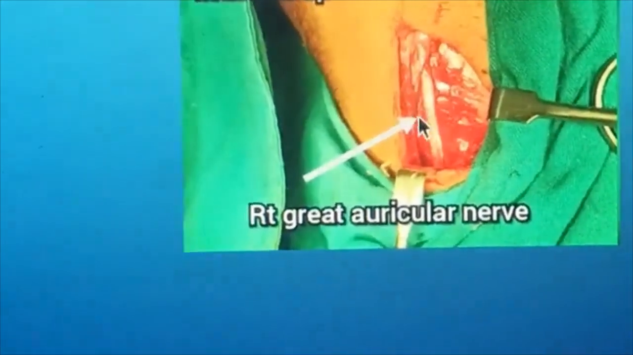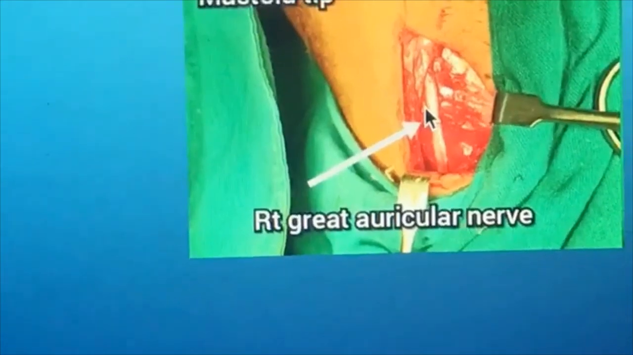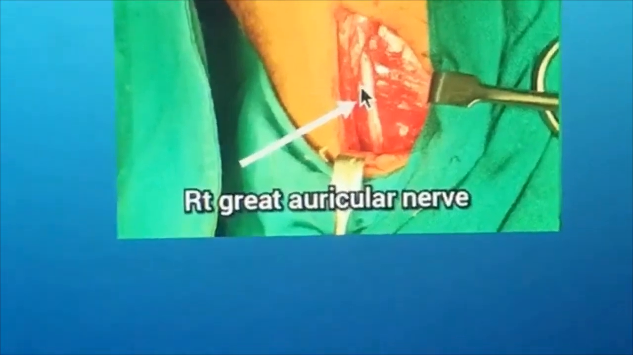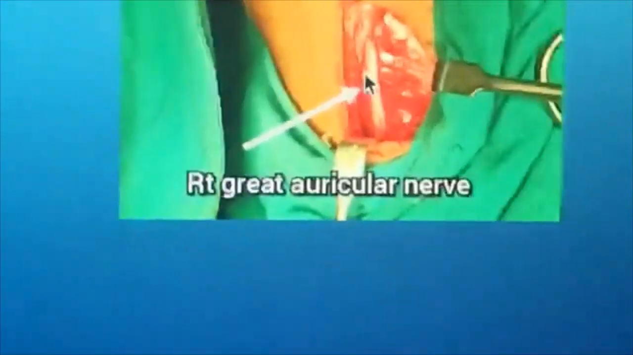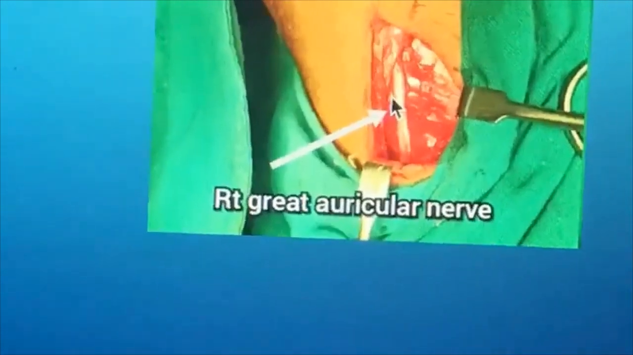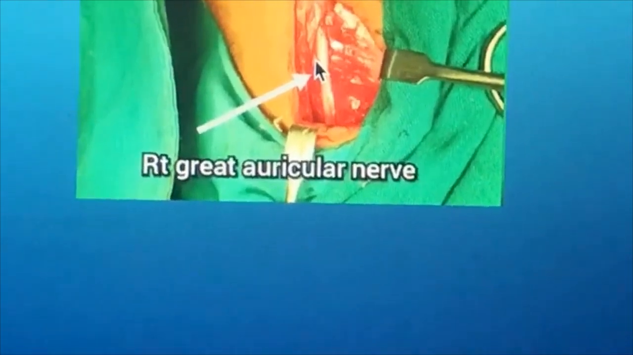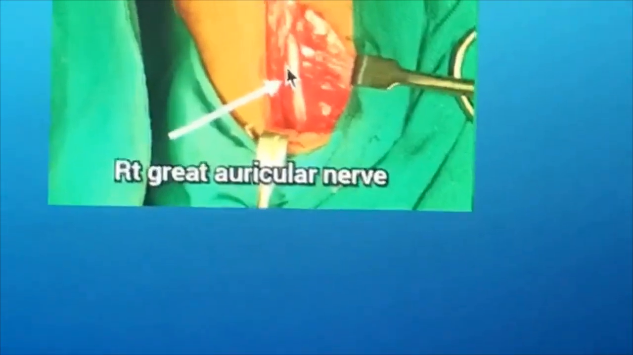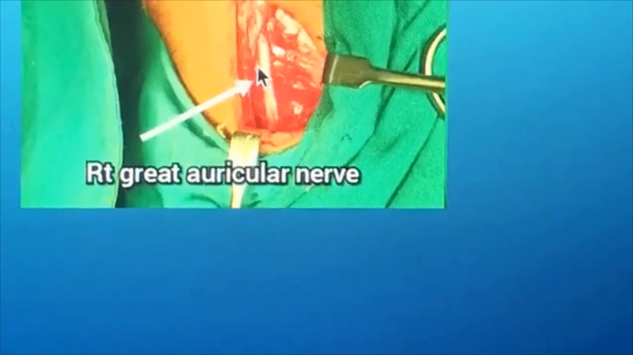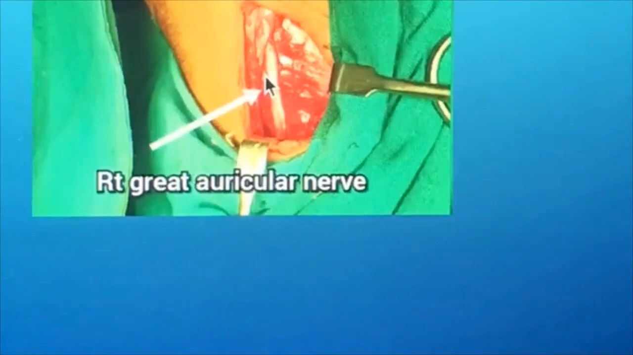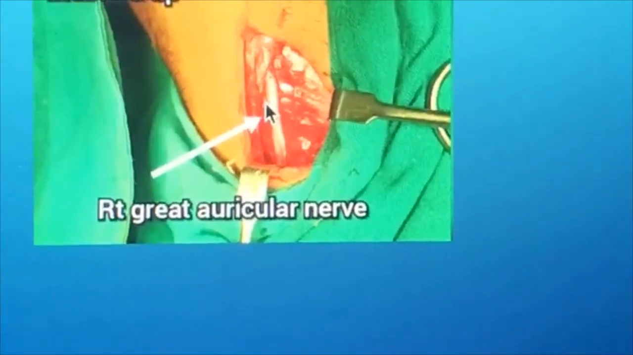Skin, subcutaneous tissue, at the midpoint of the posterior border of the sternomastoid. We could identify the greater auricular nerve. Here, the greater auricular nerve has been found in this particular patient, divided in two segments, just as it arises on the posterior border of the sternomastoid to go upwards on its lateral surface.